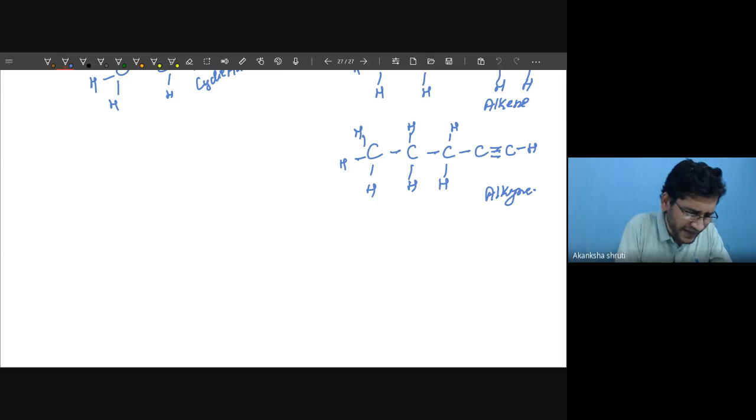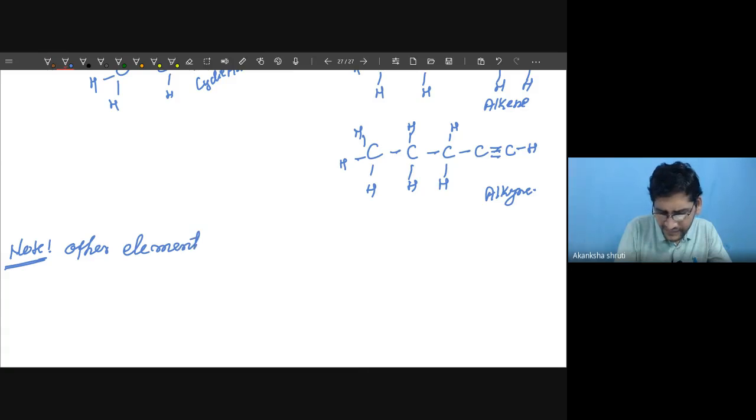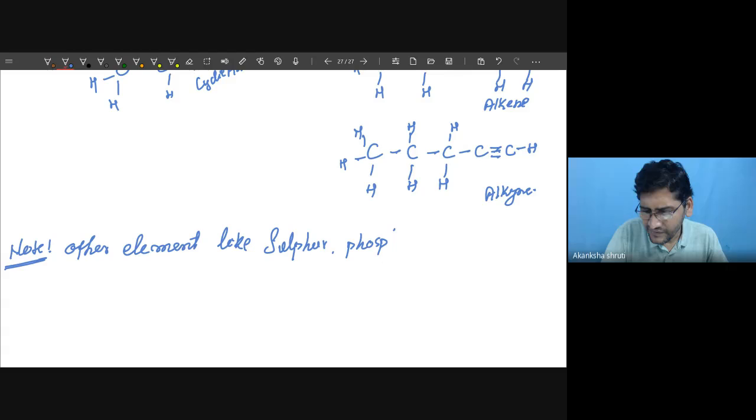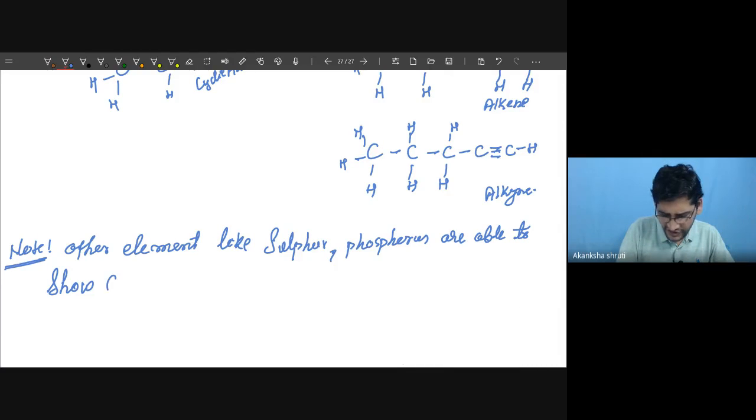but there are a few other elements. So note, other elements like sulfur and phosphorus, only these two or a few more, are able to show catenation to a very little extent.